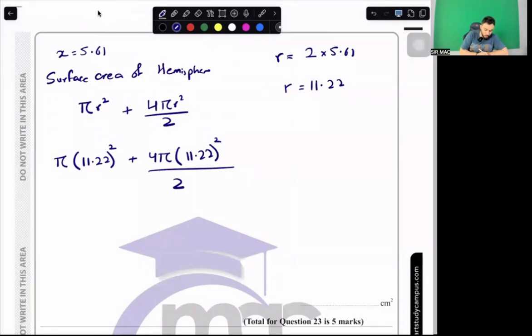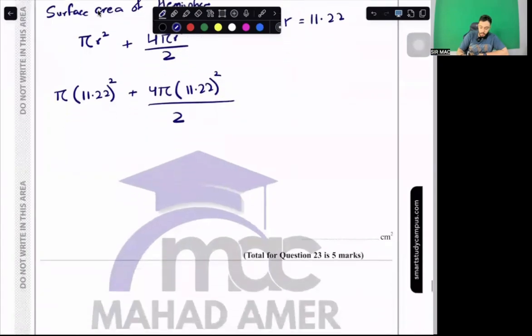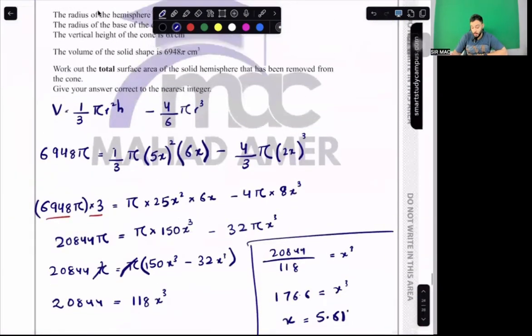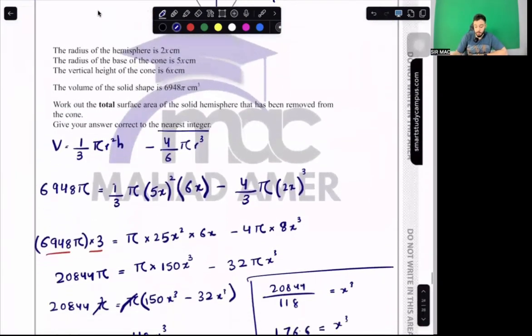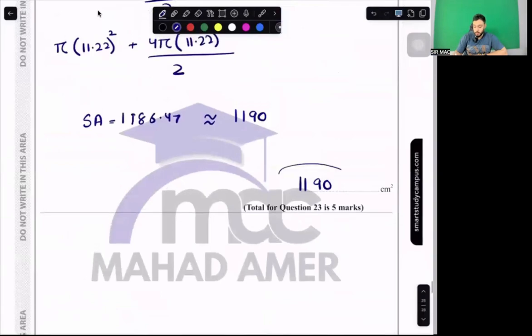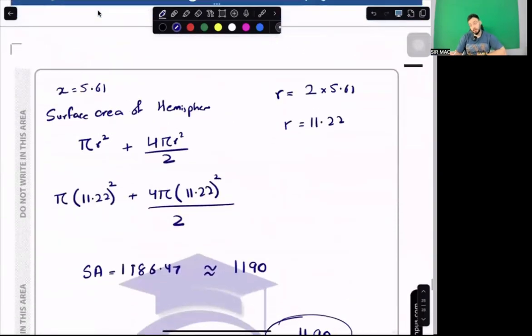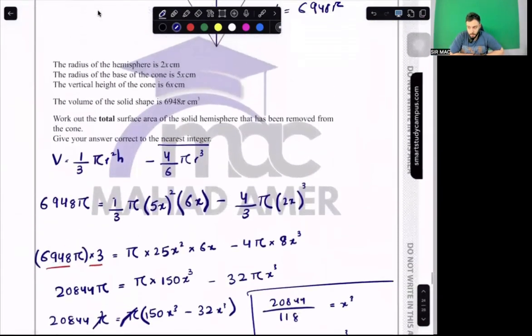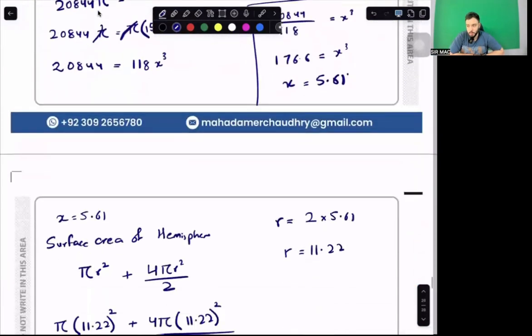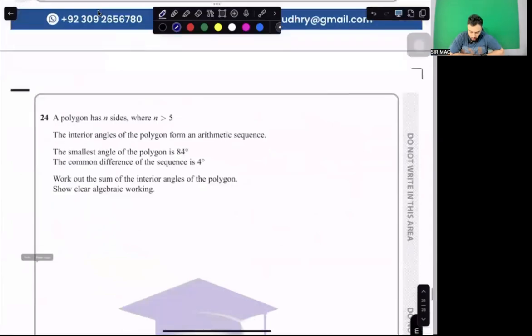Your value of the surface area would be equal to 1186.47. You can write that down as 1190, because they are asking you to write the nearest integer. So my nearest integer is 1190, and that's how you're going to solve it. Makes sense. I'll share the whole paper. You can copy that down later on.